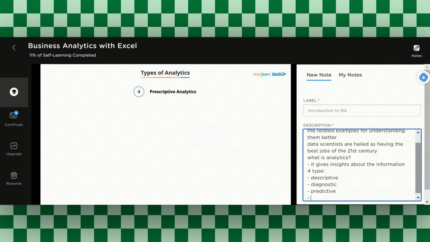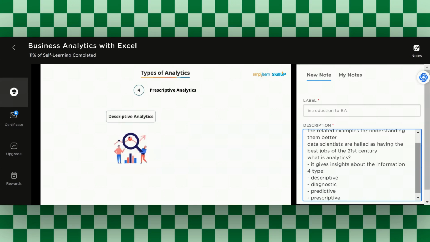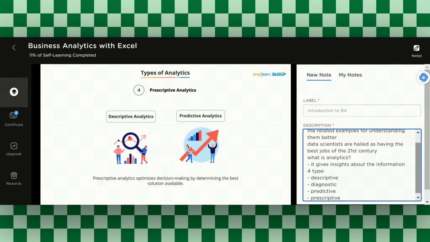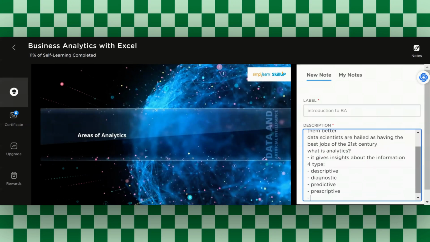The last one on the list is prescriptive analytics. Prescriptive analytics is the last phase of business analytics and is related to both descriptive and predictive analytics. While descriptive analytics provides information about what has happened, and predictive analytics helps to forecast what might happen, which is probabilistic in nature, prescriptive analytics optimizes decision-making by determining the best solution available amongst various choices, given the business constraints. Let us now go ahead and list some areas of analytics.